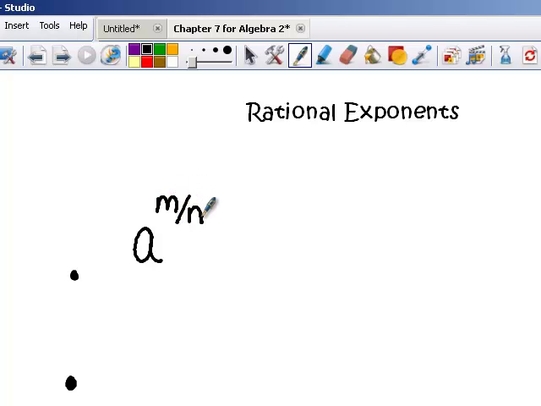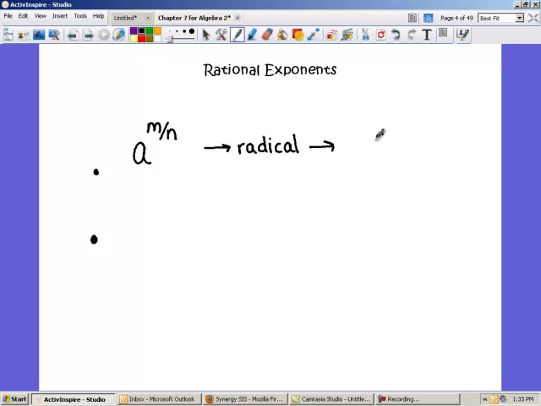Suppose you had a base with a fraction as an exponent. If the directions asked you to rewrite this as a radical, it would look like this. The a goes under the root symbol, or the radical. The root, which is the bottom number of the fraction, will go in here. And then parentheses raised to the top number of the fraction.